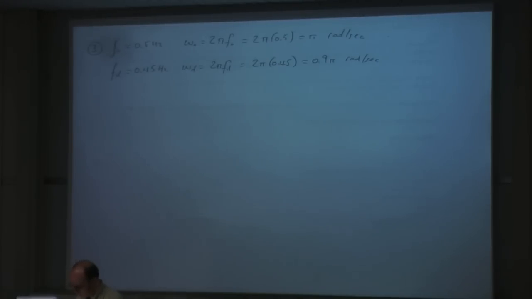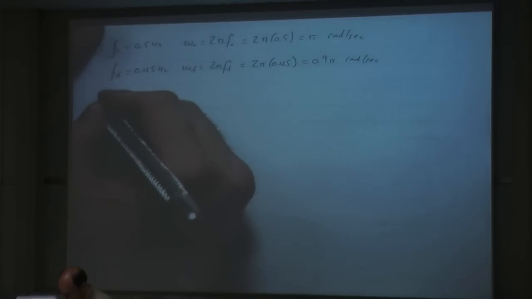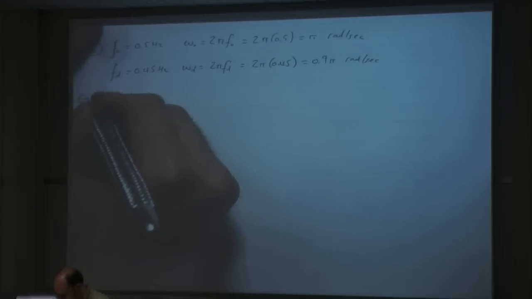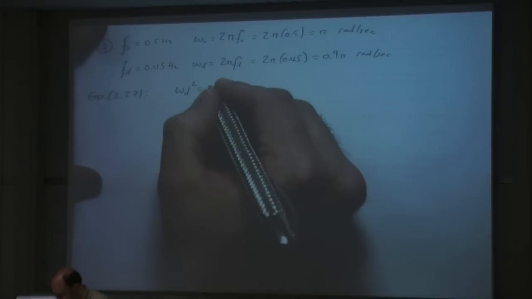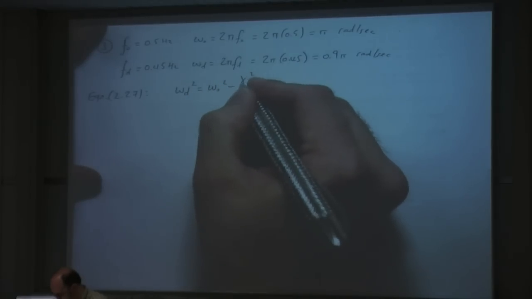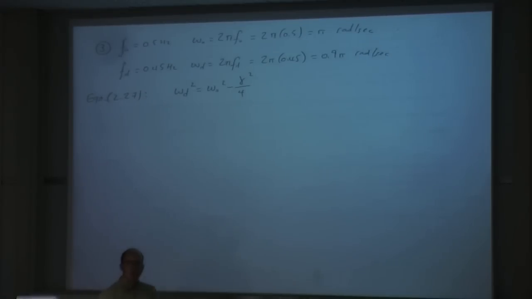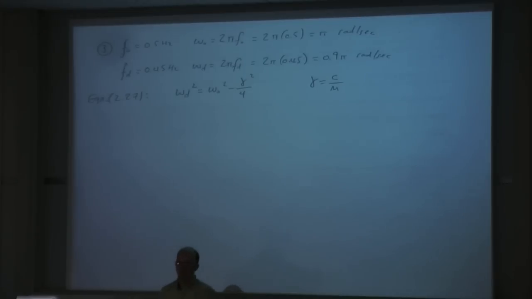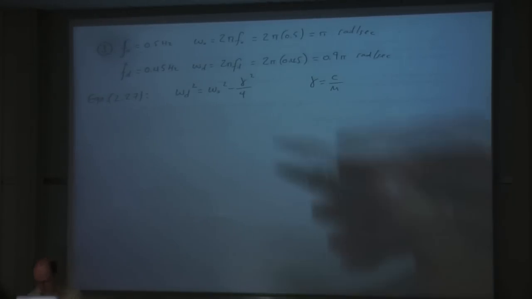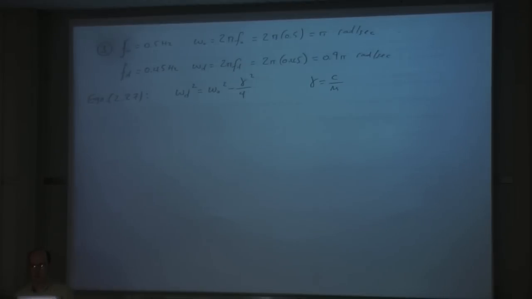Now, if you refer to equation 2.27 in the book, we'll write 2.27 here. You see that you have omega d squared equals omega naught squared minus gamma squared upon 4. And we've got to find the value for C. You remember that we made the substitution that gamma is C upon M. So if we find gamma and we know what M is, we can find out what C is. Well, here's an equation for gamma. Great. What's M? We don't know. We don't have M. We're not given it in the question, but we are given the spring stiffness.